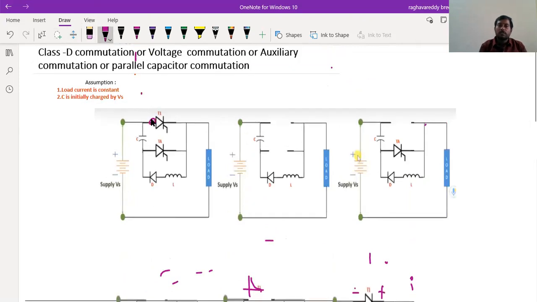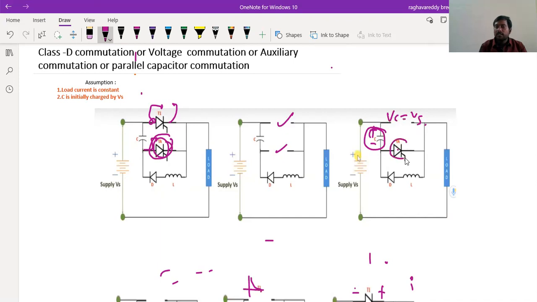Initially these thyristors will be off, open circuited. When thyristor Ta is turned on, these two will be off, and the capacitor will be charged in this direction. After the capacitor is fully charged, that is Vc is equal to Vs, thyristor Ta will be reverse biased. Reverse biased is nothing but the negative terminal is connected to the anode, so that it will act as an open circuit.